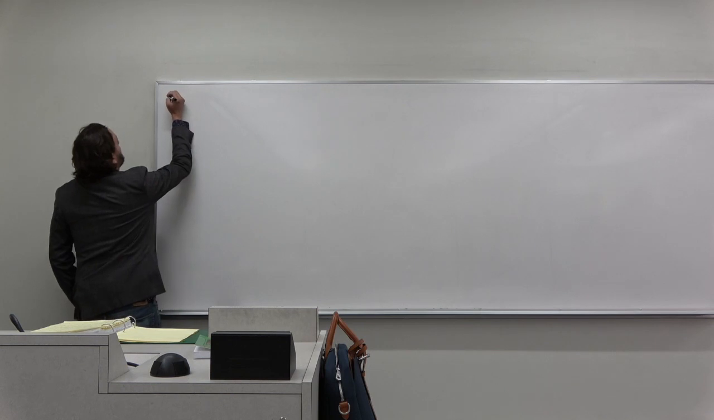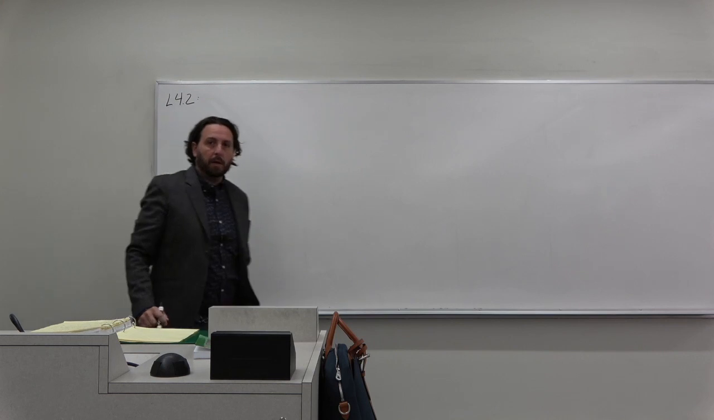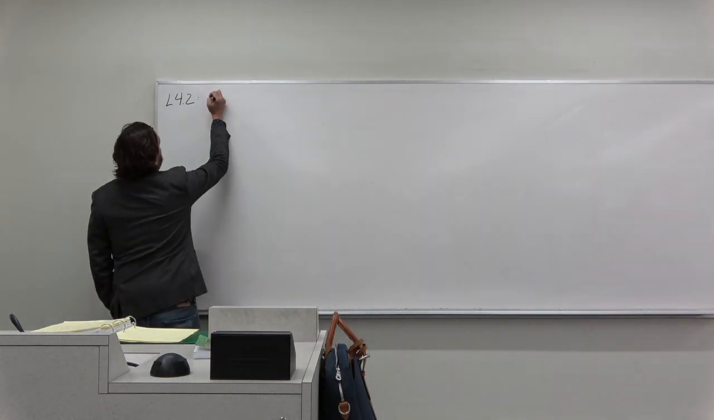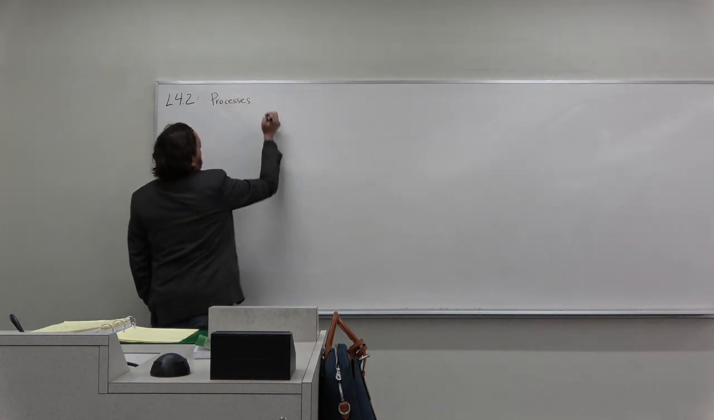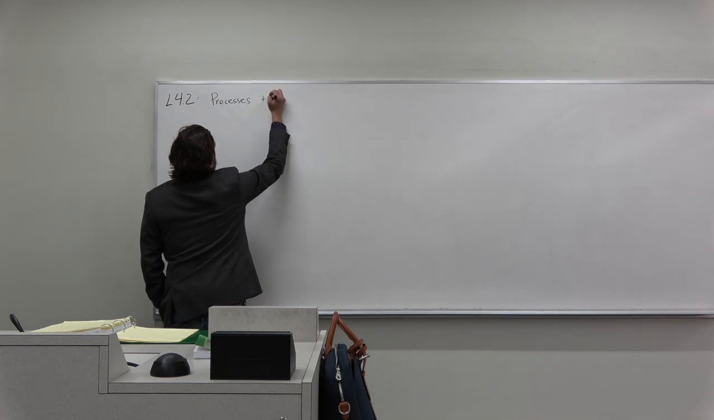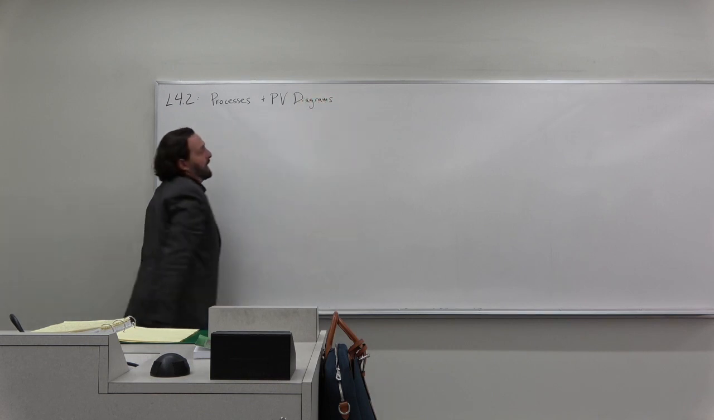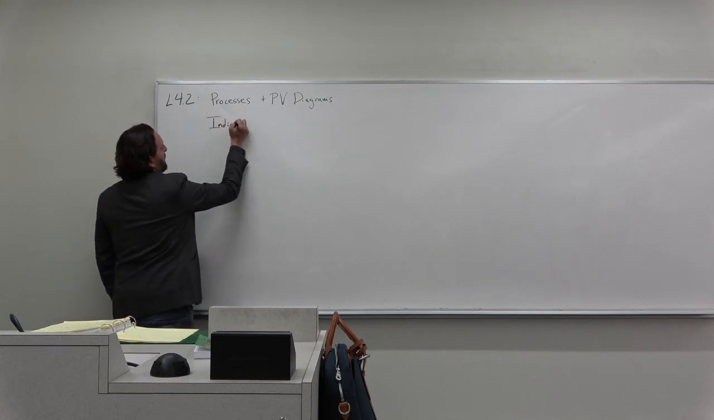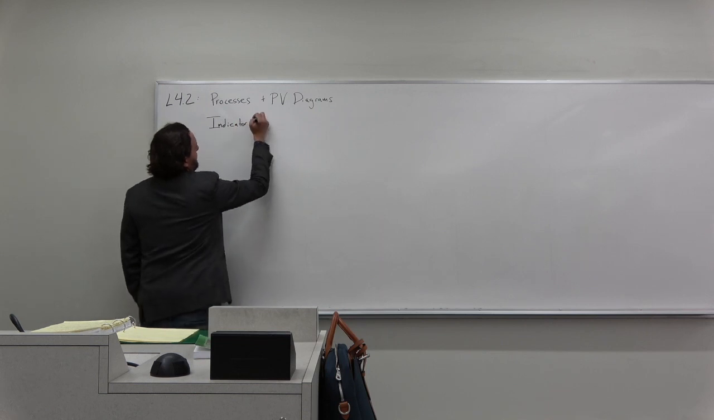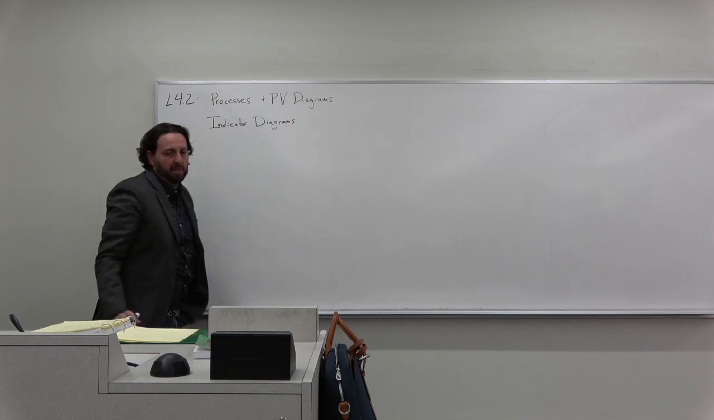Okay, lecture 4.2, where we're going to continue our discussion of processes and we're going to discuss PV diagrams. I'm also going to end up calling these indicator diagrams sometimes, but I'll probably generally call them PV diagrams.